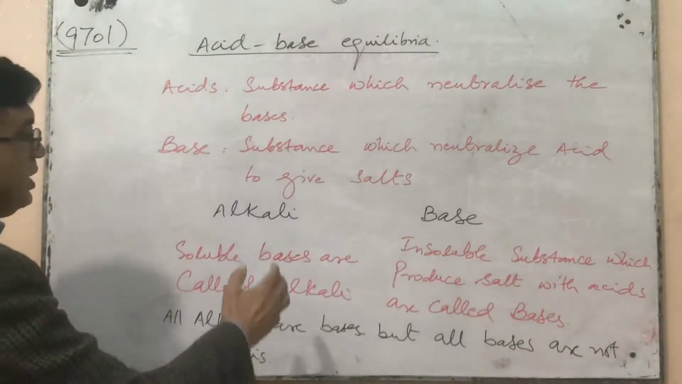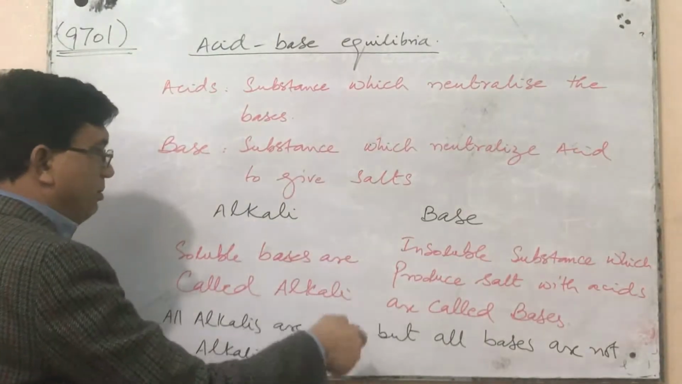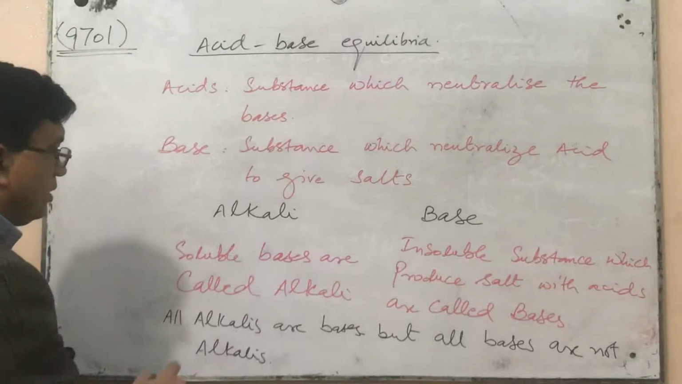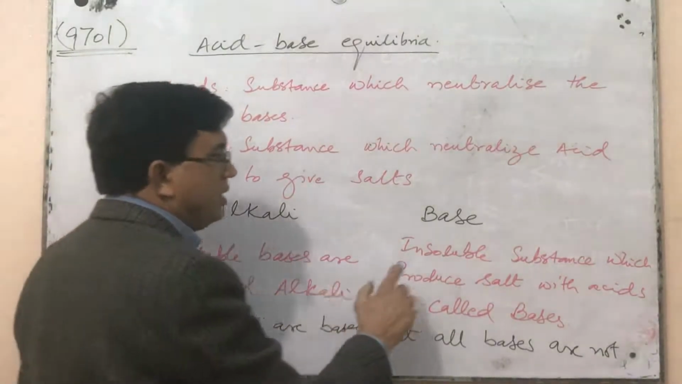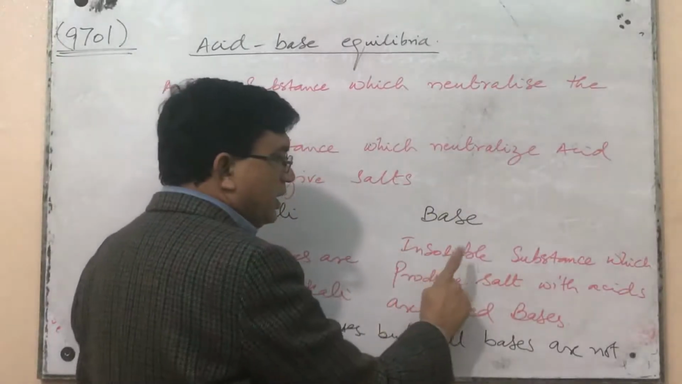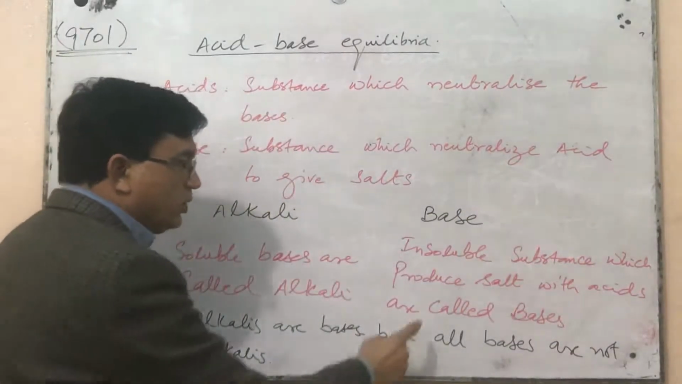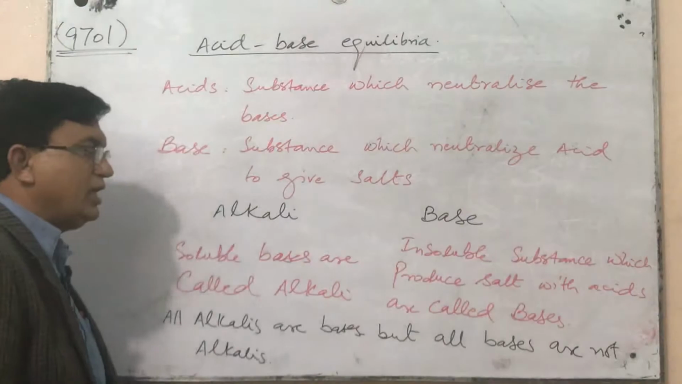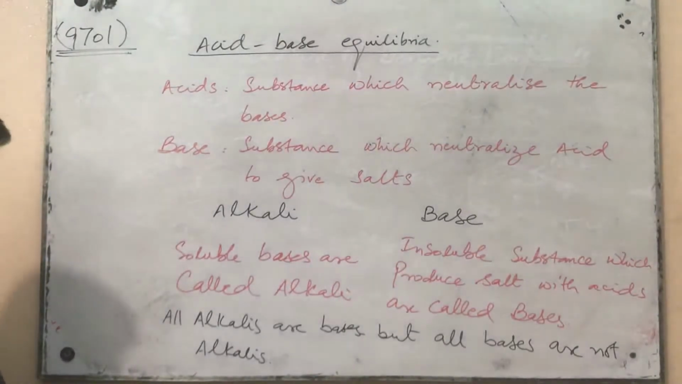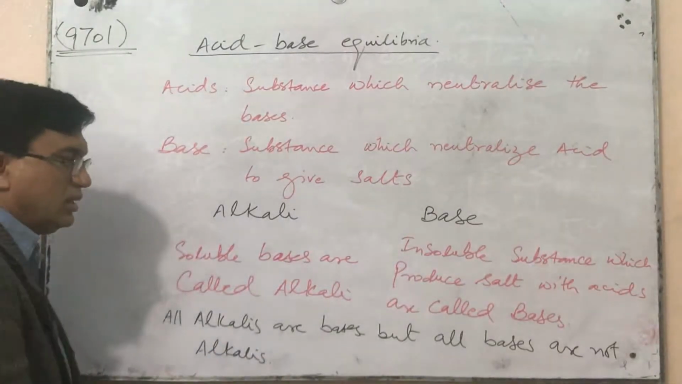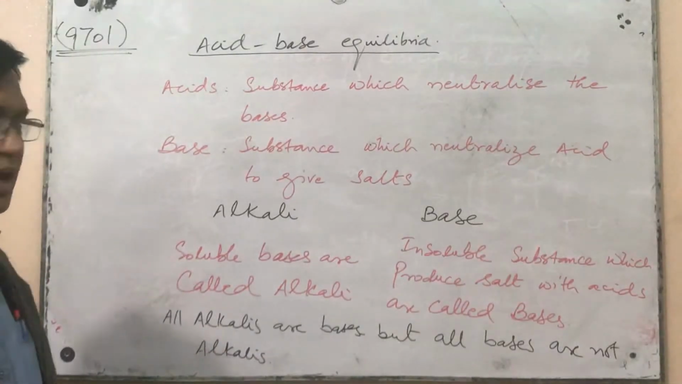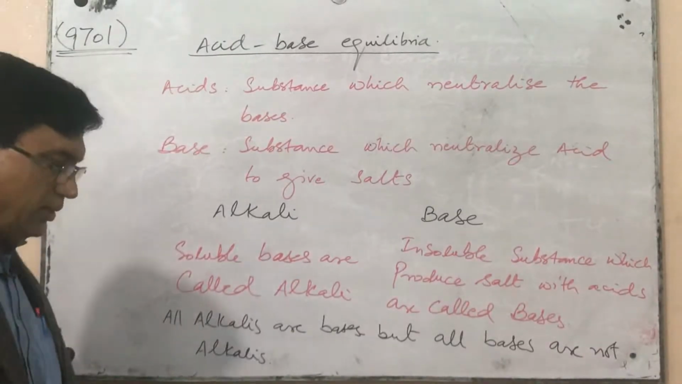Now, there is a difference between alkali and base. The soluble bases are called alkalis, while bases are insoluble substances which produce salts on reacting with acids. On this concept, we can say that all alkalis are bases, but all bases are not alkalis.